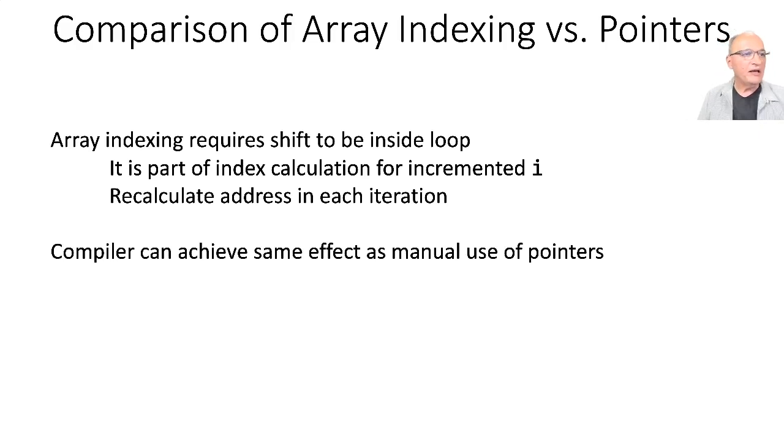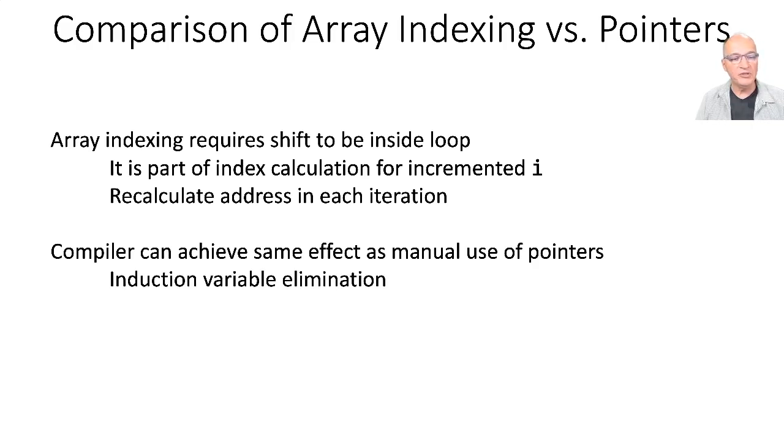A compiler can get the same effect as you do using manual pointers. So this lecture is not about recommending that in your C programs you always use pointers. Pointers might actually be harder to maintain, to reason about and to read. So there is nothing wrong with using indexes in your C code, because a good compiler will achieve the same effect by applying an optimization called induction variable elimination. With that optimization, the compiler will automatically remove your indexes and replace them with pointers to save the address calculation.